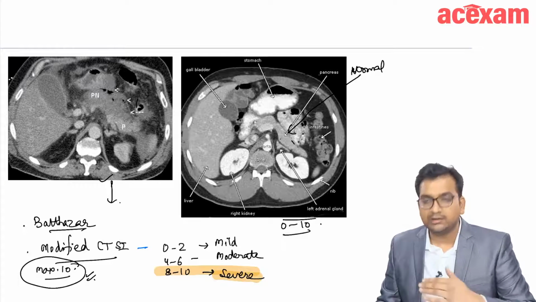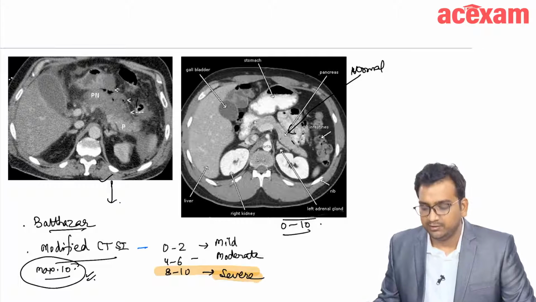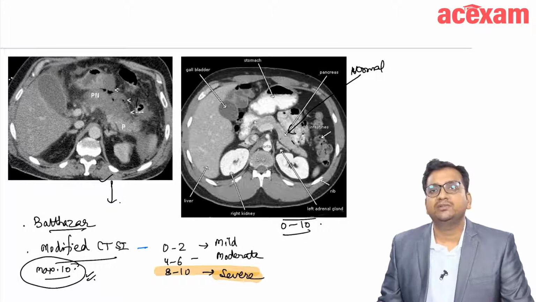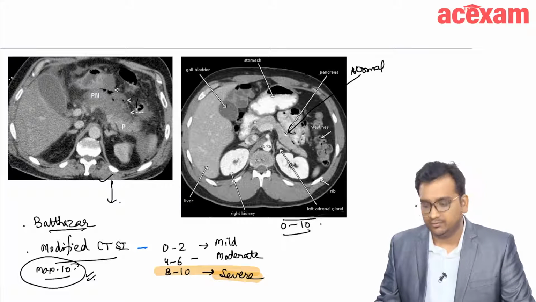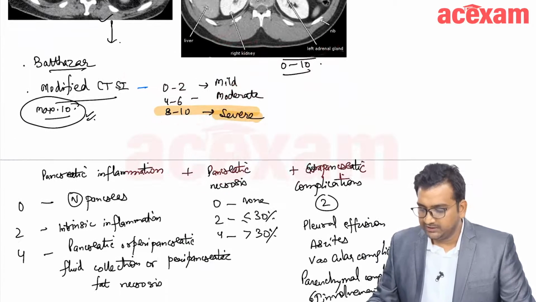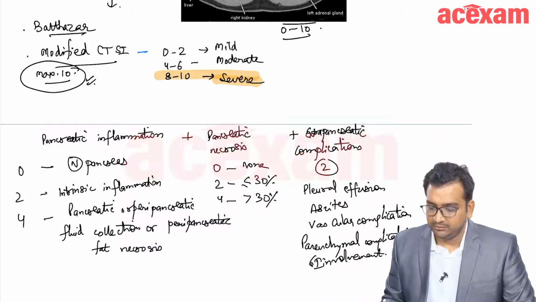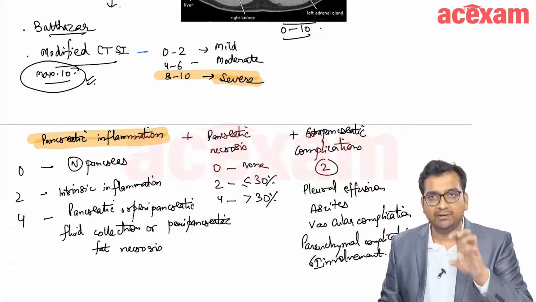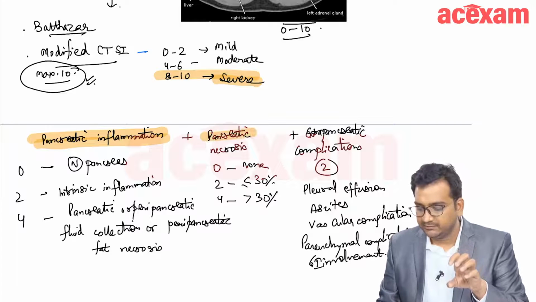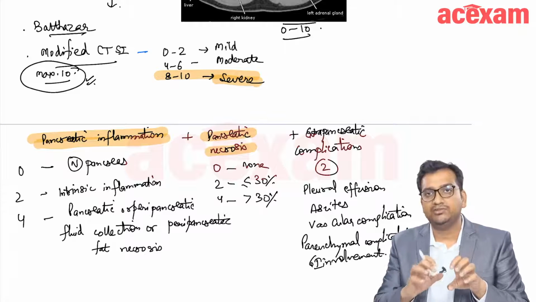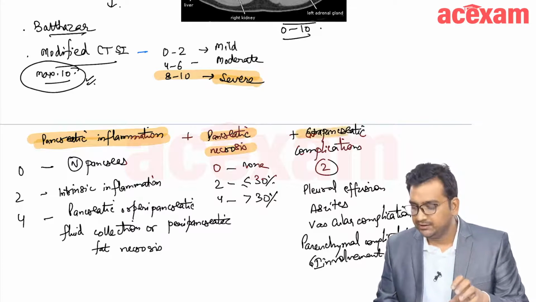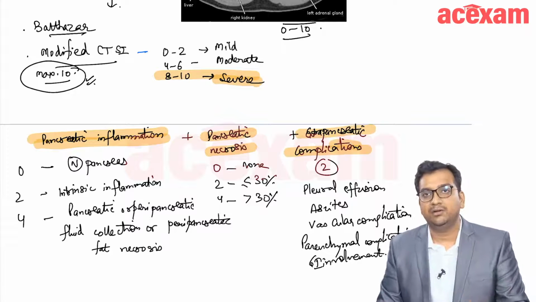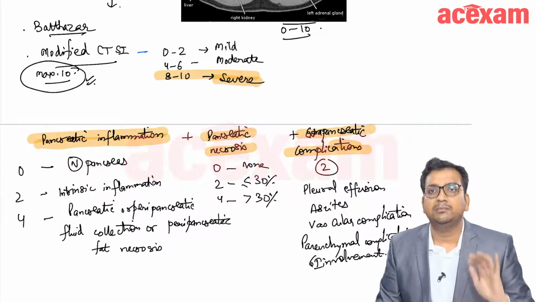Now, what are the components of this modified CTSI score? They might give you a CT image and ask what the modified CTSI score of this particular patient is based on the CT report. There are three parameters included in this modified CTSI score. One is pancreatic inflammation. Second is pancreatic necrosis, how much area is necrosed. And third is extrapancreatic complication, which is the main reason why we get the CT done, because extrapancreatic complications can be picked up by CT.